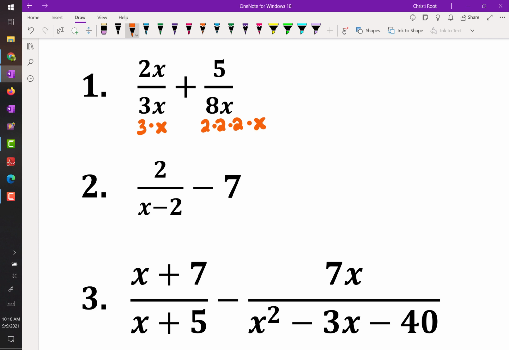If you're really good with your numbers and you can find the LCD for your 3 and your 8, you don't have to break it down, okay? But when you do break it down, you see that you only have that single x that's in common, right? So take a highlighter, and I want you to highlight what we have in common. So we're going to highlight the x and the x. So I'm going to write common.